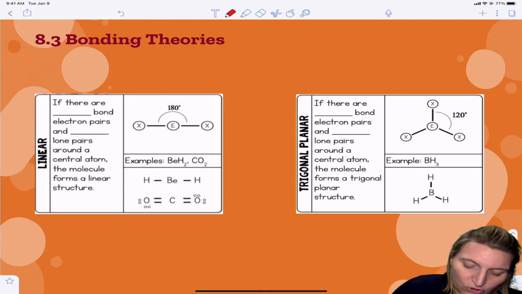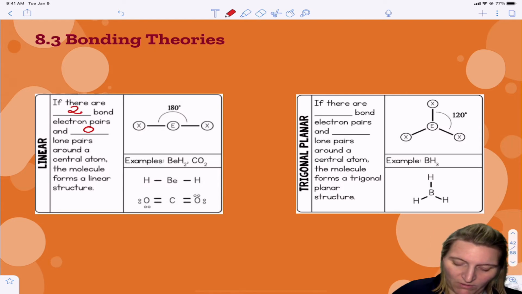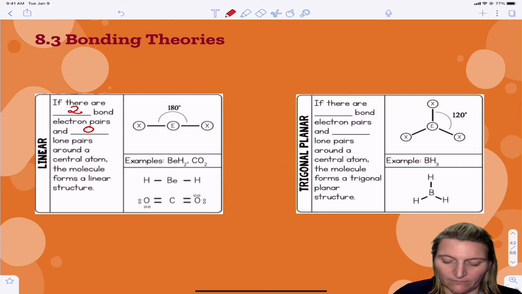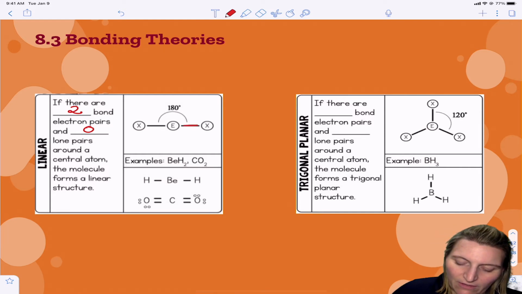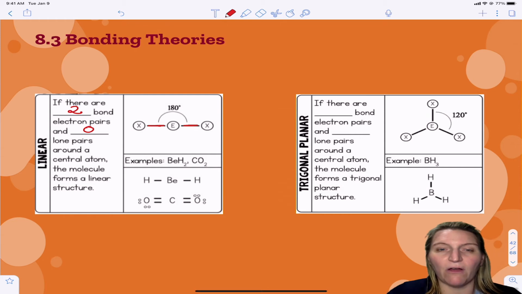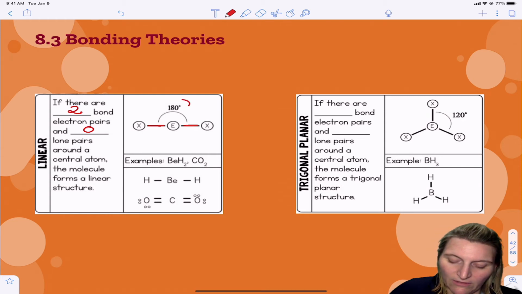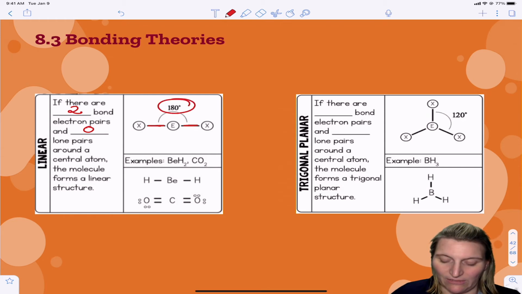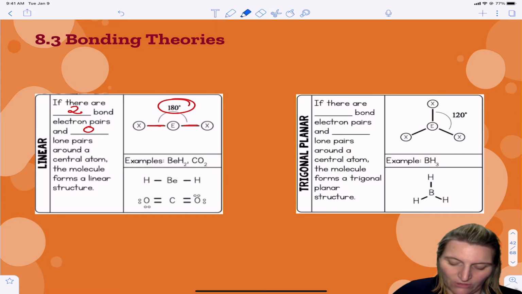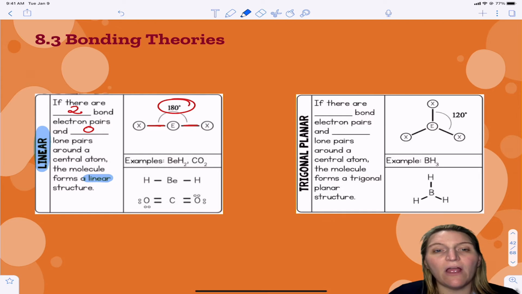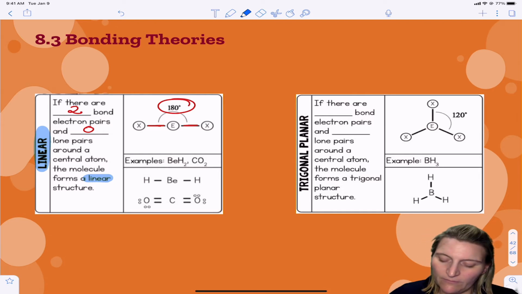If there are 2 bonds and no lone pairs around the central atom, you can see that here are the electron domains. They try and get as far apart from each other as possible. That's going to be 180 degrees. And the name for this shape is going to be linear. And that's not too hard to remember because it's going to look like a line.